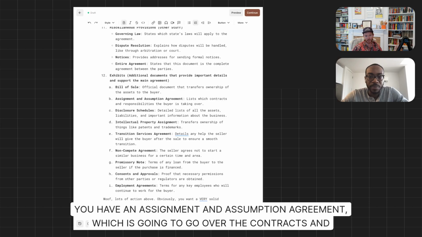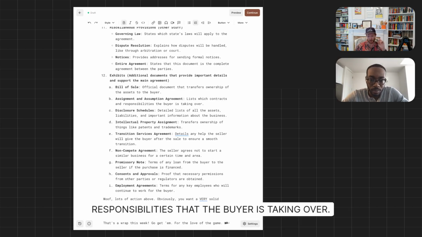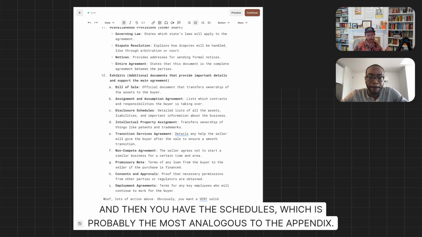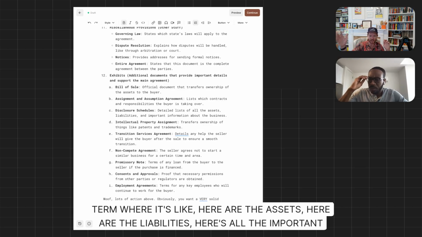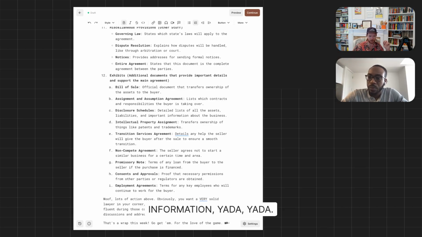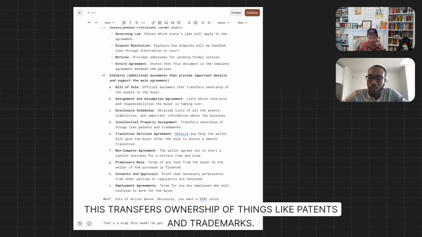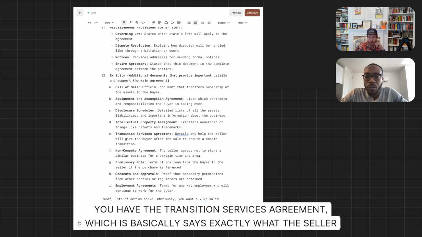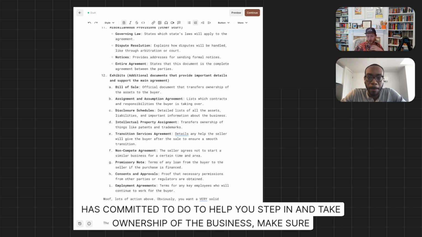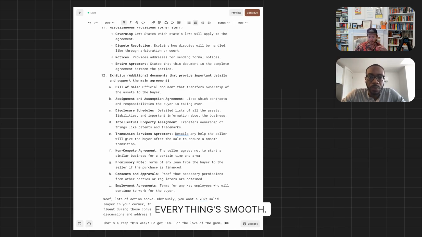You have an assignment and assumption agreement, which goes over the contracts and responsibilities that the buyer is taking over. Then you have the schedules, which is probably the most analogous to the appendix term: here are the assets, here are the liabilities, here's all the important information. You have an intellectual property assignment, which transfers ownership of things like patents and trademarks. You have the transition services agreement, which says exactly what the seller has committed to do to help you step in and take ownership of the business, making sure everything's smooth.